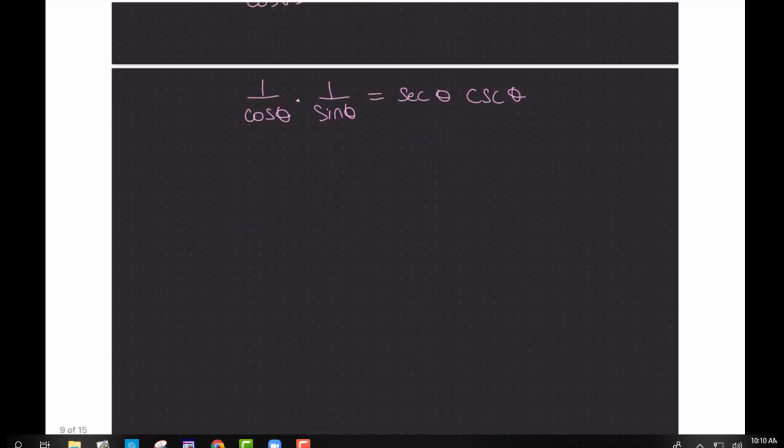Can we do anything with 1 over cosine? It equals secant. Look at you. Secant theta. And what about 1 over sine? That's cosecant theta. And the stuff that we had on the right, is that the same thing? Yeah. Bam! Verified.